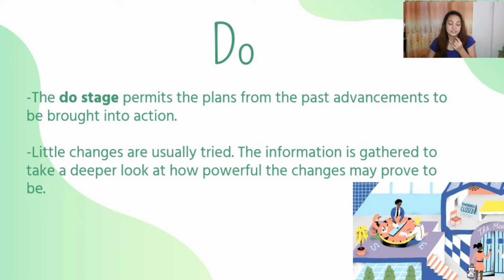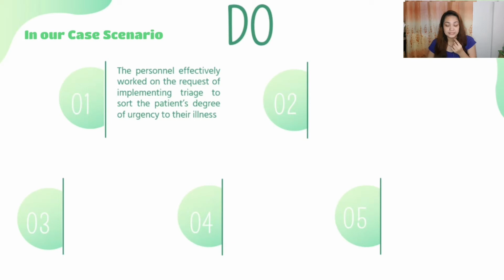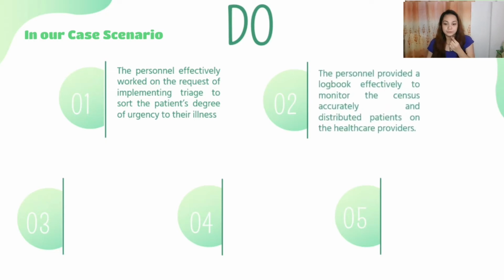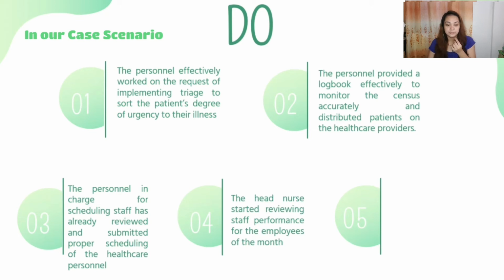For the do stage in our case scenario, the personnel effectively worked on the request of implementing triage to sort the patients by degree of urgency of their illness to provide the proper order of treatment needed. Next, the personnel provided a logbook effectively to monitor the census accurately and distribute patients to the healthcare providers. Third, the personnel in charge of scheduling staff has already reviewed and submitted proper scheduling of the healthcare personnel. Fourth, the head nurse started reviewing staff performance for the employees of the month. And lastly, regular follow-ups, check-ups, and updates were instituted by the personnel in charge.